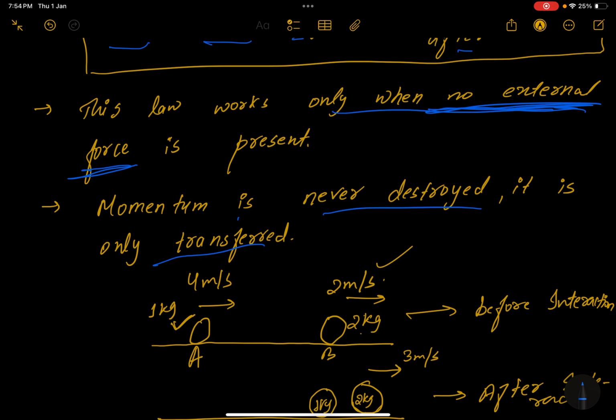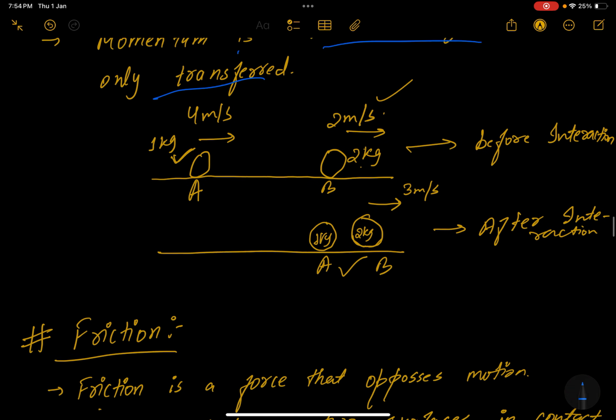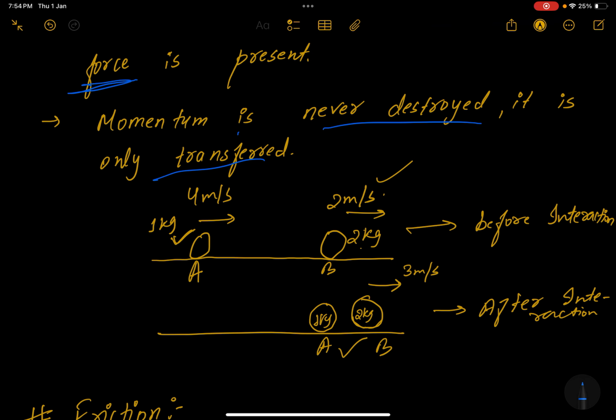In this case, what happens? It is never destroyed, it is only transferred from one to another within the system. Okay, here is the example. Let's say this is a ball with a speed of 4 meters per second and this is a ball with a speed of 2 meters per second. There is no external force. This is on a frictionless surface and it is just moving.